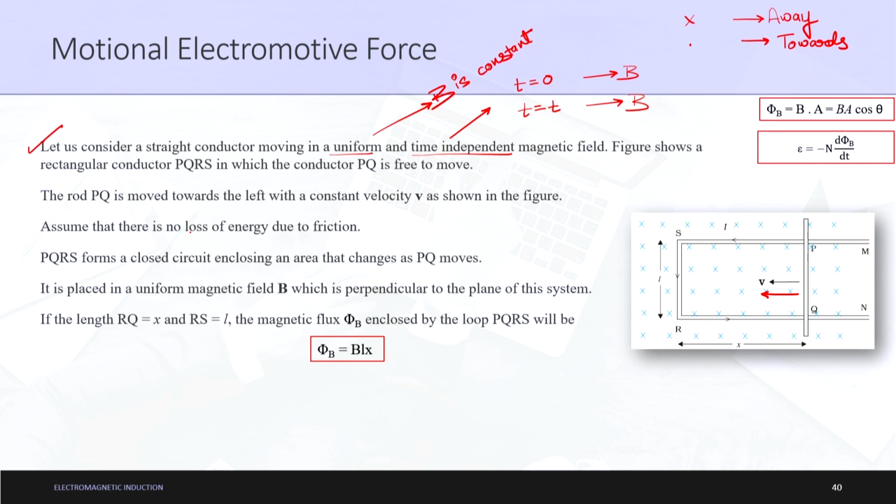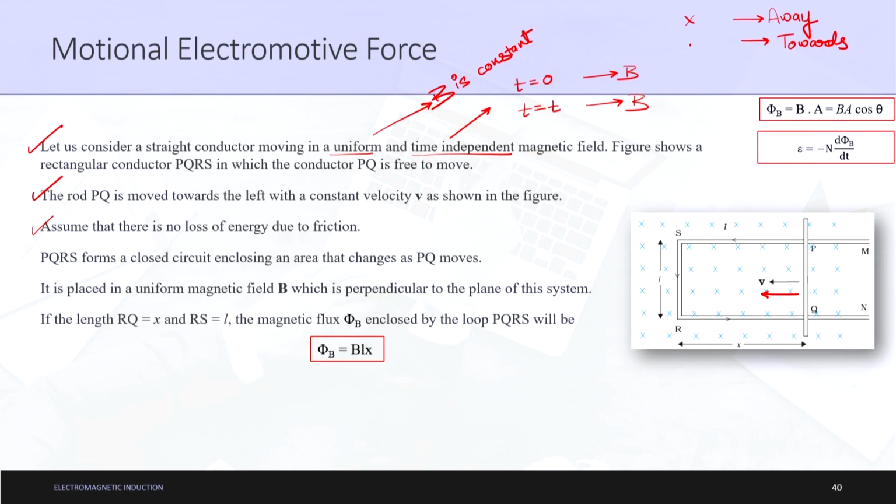Assume that there is no loss of energy due to friction. It is just a simple assumption, because if energy is lost, then the formula which we will get in the subsequent slides will not be accurate enough. That is why we are assuming that there is no loss of energy due to friction. Why will there be friction? Because of the movement of the conductor PQ inside the magnetic field. So, PQRS forms a closed circuit enclosing an area that changes as PQ moves.